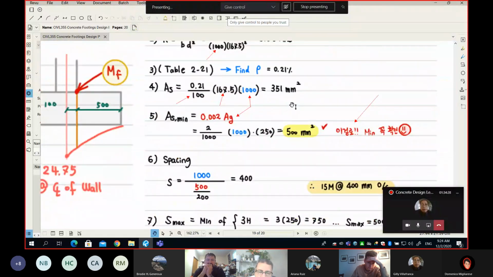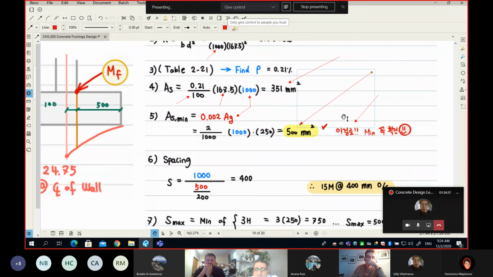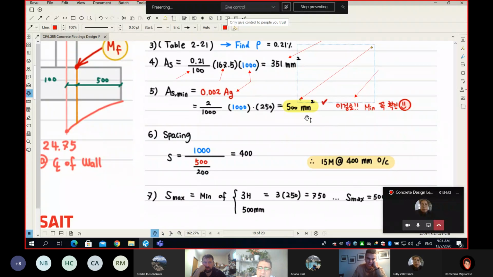But let's say I'm not going to change anything. Again, my equation tells me you need 351 and the minimum is 500. What can you do? Yes, use the minimum, exactly. This one will override the other, which means going forward, I'm going to add 500 millimeter square.